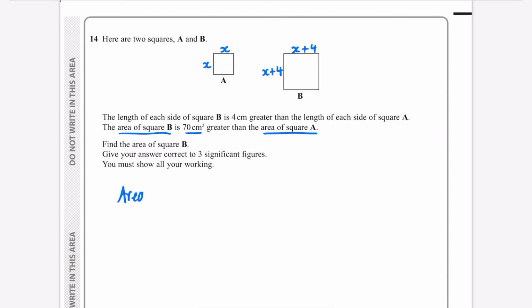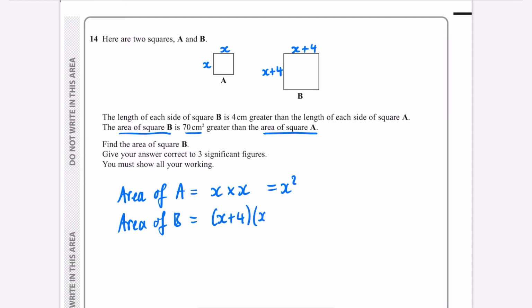Well, let's just quickly work these out. So the area of A is just going to be the length times the width, x times x, which is x squared. And the area of square B, well, it's going to be x plus 4 multiplied by, so you don't need to put that multiplication sign, x plus 4 times x plus 4. Expand those brackets, we get x squared, we get 4x, we get 4x, and we get 16. So that's x squared plus 8x plus 16.